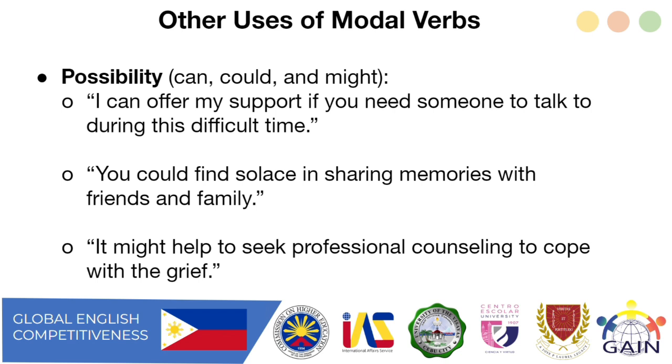Another use is possibility. You can have can, could, and might. For example, I can offer my support if you need someone to talk to during this difficult time. Another example, you could find solace in sharing memories with friends and family. And our last example, it might help to seek professional counseling to cope with the grief.